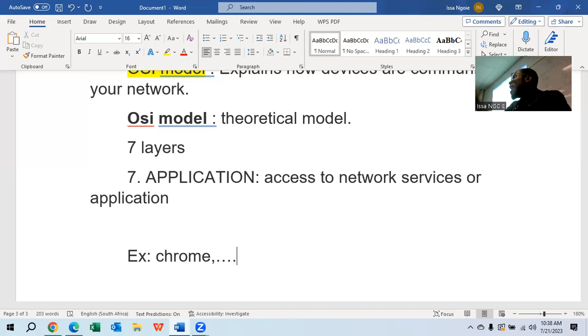Giving users access to the network services, right? They will ask you again, what are the applications that work under the application layer? There are a lot, you must look for them. There is FTP, there are a lot. Make sure for the exam, you go to the internet and look for the protocols that work under the application layer. I just gave you 1 or 2. Make sure you go further.